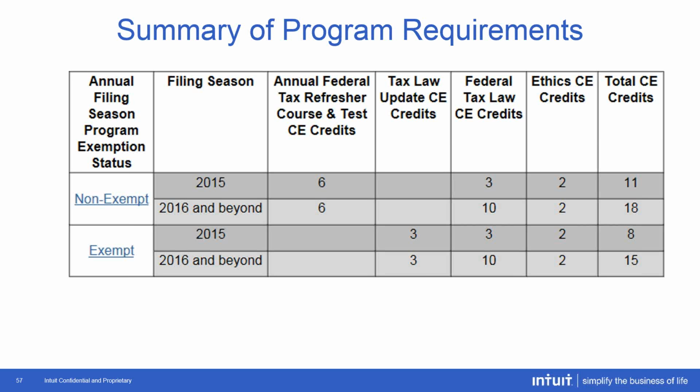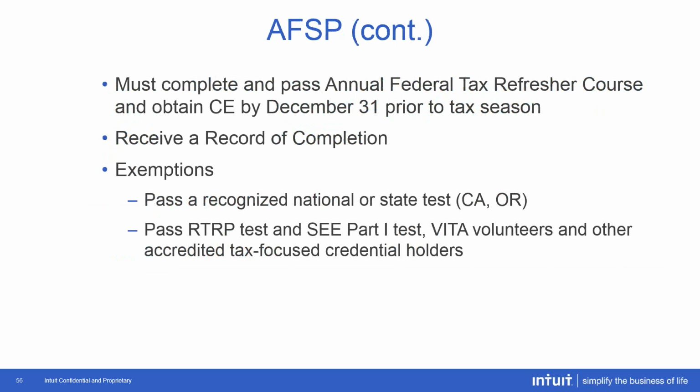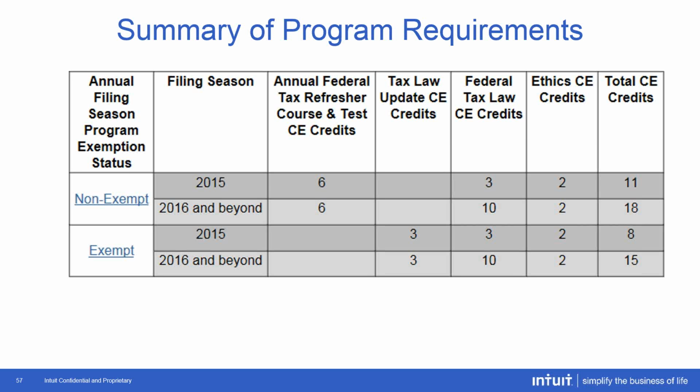If you're non-exempt, for 2015, the CE totals are phased in, so they're a little bit less since it's a transition year. 6 CE credits for annual federal tax refresher course and test, 3 CE credits for federal tax law updates, 2 credits for ethics for a total of 11, and then those exemption folks from this slide here at the bottom, they would have to get, for 2015, 3 CE credits for federal tax law, 2 CE credits for ethics for a total of 8.